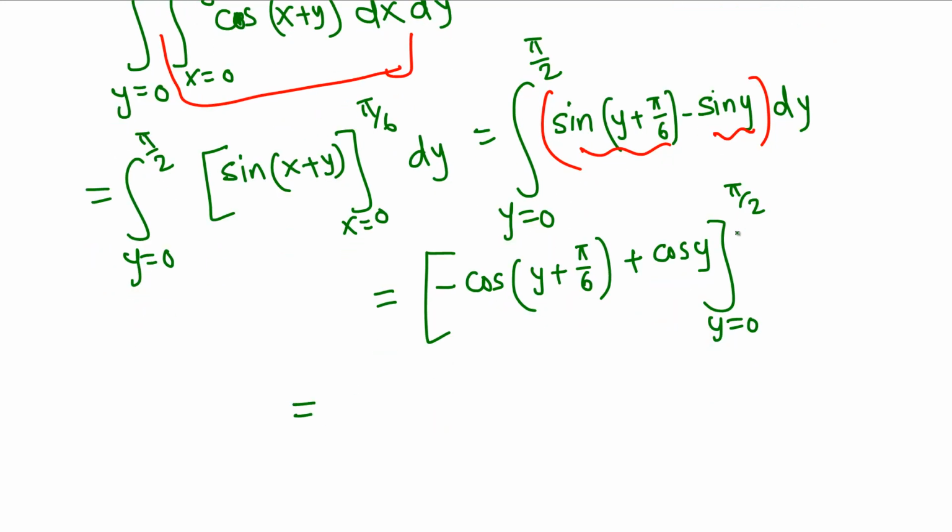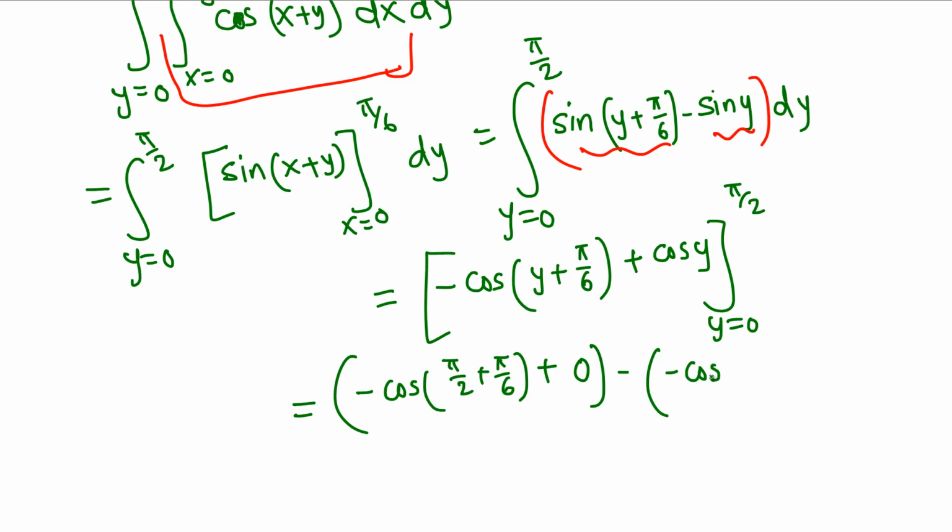In the next step, we replace y throughout by pi over 2, so negative cosine of pi over 2 plus pi over 6, which we'll evaluate in a moment, plus cosine pi over 2, and cosine pi over 2 is in fact 0, so that's the upper limit, minus the lower limit y equals 0, plug in 0, so negative cosine pi over 6 plus cosine 0, which is 1.